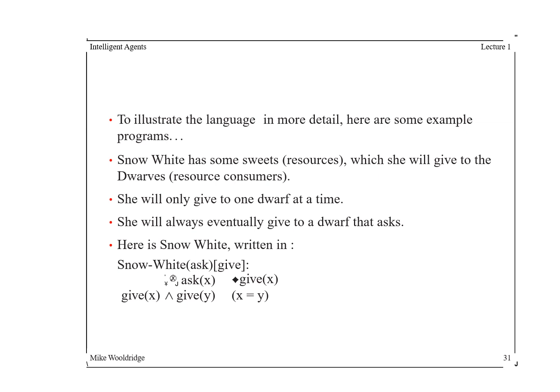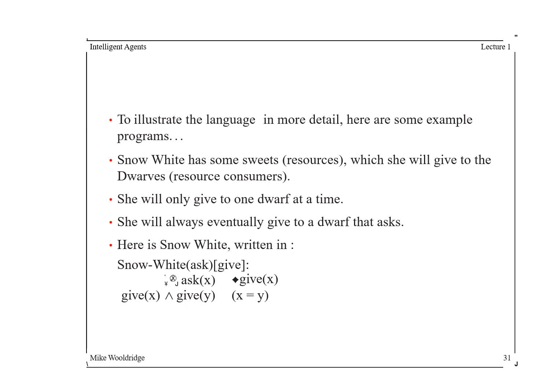Coming to illustrating it with an example, let's consider that we have an object called Snow White. Snow White has some particular sweets which are the resources, and which will be given to the dwarfs, which are basically the resource consumers. And she will only give to one dwarf at a time, and she will always eventually give to a dwarf that will ask. So as you can see, Snow White is being defined as an agent which has ask, which is the environment predicate, and give is the component.